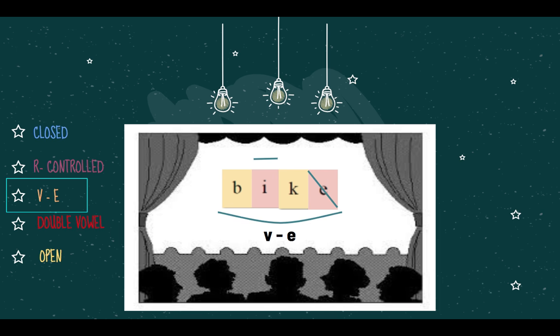You are so clever because you marked the word bike as a vowel consonant E syllable. You put a macron above the first vowel I because it says its name, I, in bike, and then you put a diagonal line across the vowel E because it doesn't make a sound. It just helps this vowel say its name. Can you write another example of a word that has a vowel consonant E syllable type on your paper?